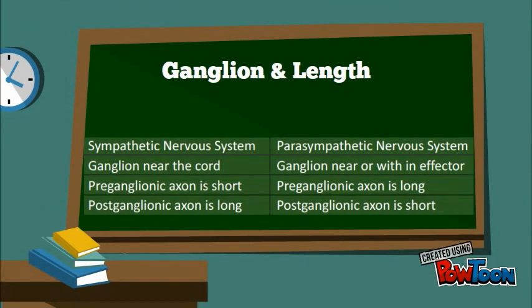About ganglion, sympathetic nervous system's ganglion is near the spinal cord, so it has a shorter preganglionic axon and a longer postganglionic axon. However, parasympathetic nervous system's ganglion is near or within the effectors, so it has a longer preganglionic axon and a shorter postganglionic axon.